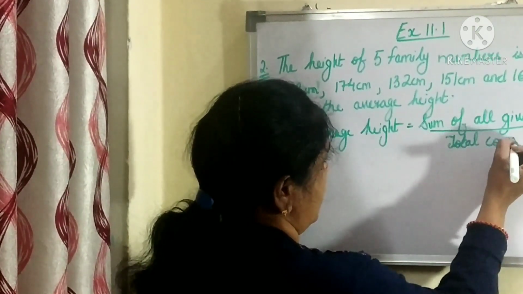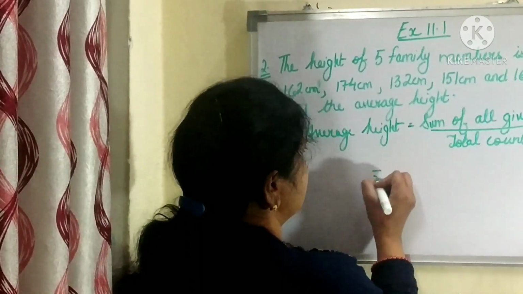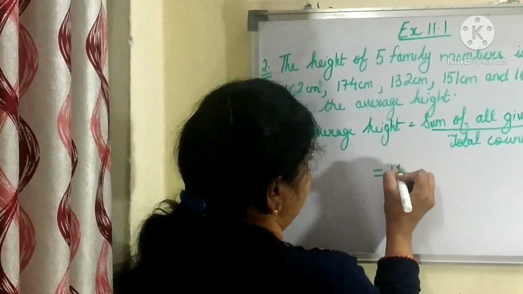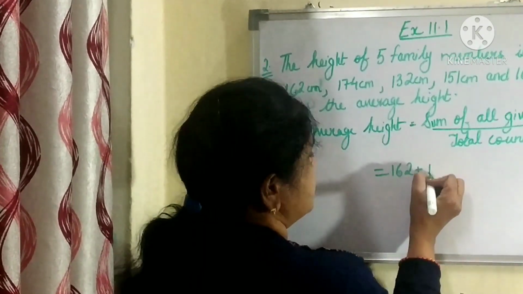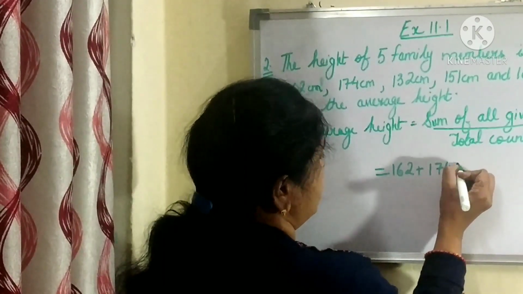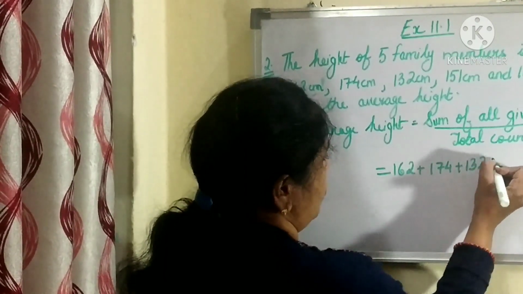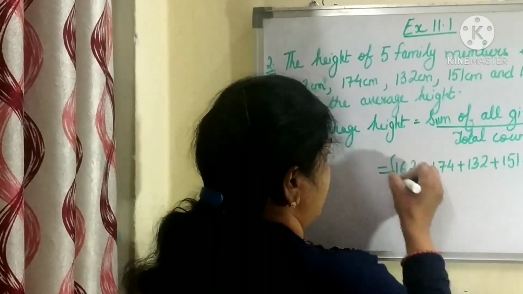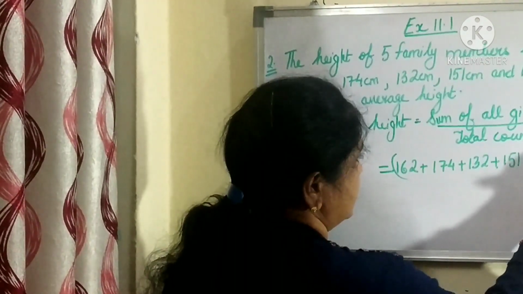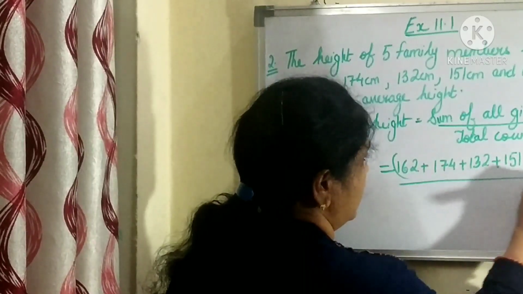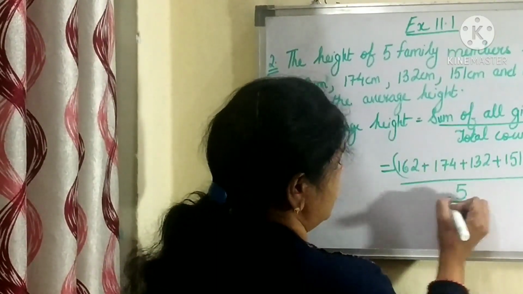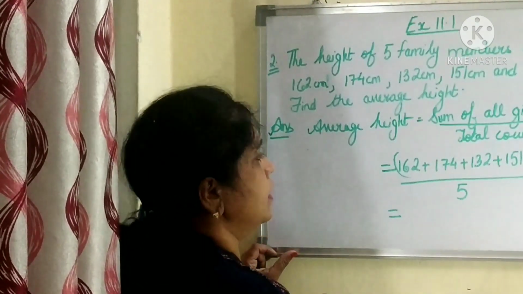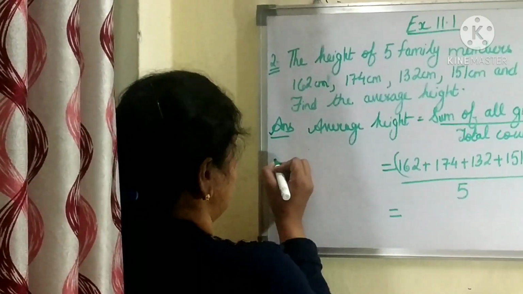What is the count given? So what will be the sum? It will be the sum of 162 plus 174 plus 132 plus 151 plus 161, and I am putting the bracket and writing centimeter here, divided by how many family members are there? 5.